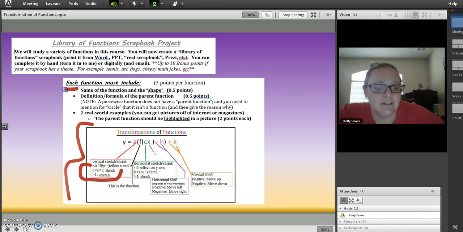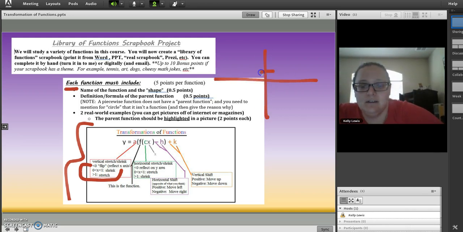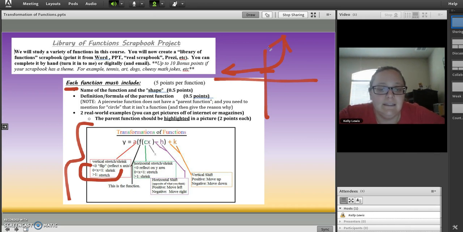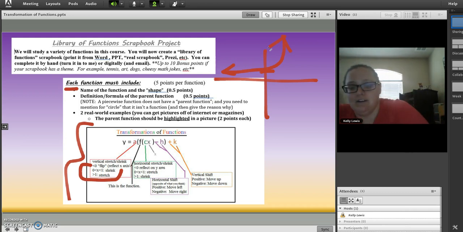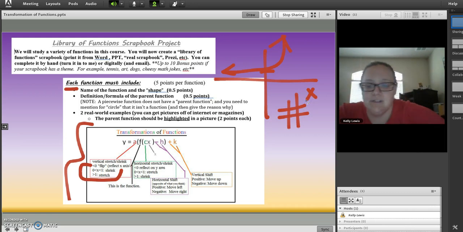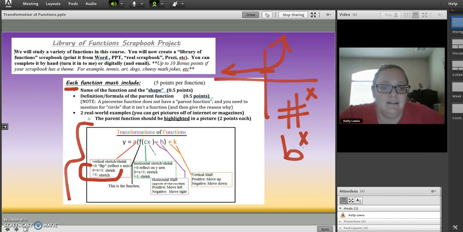All right, and so I want the name of the function, exponential function, and then kind of describe their shape. So the exponential function is like this. So you could say like it goes through 0, 1, and their shape, and you draw the little shape, and you say the parent function is some number to the x, or some base to the x for exponential. And then you just need 2 real world examples.